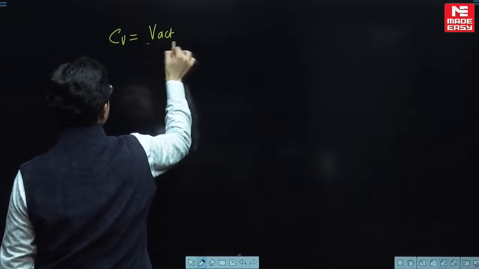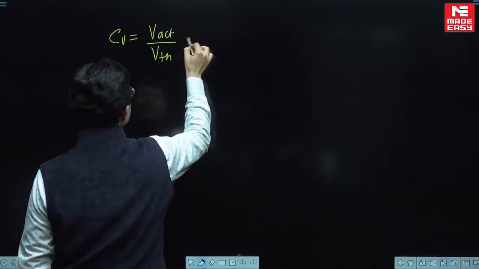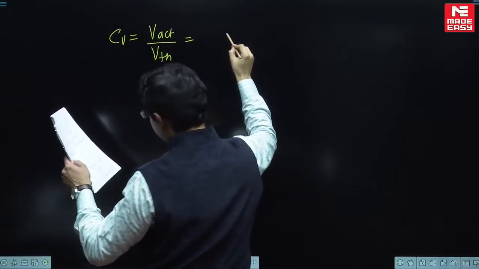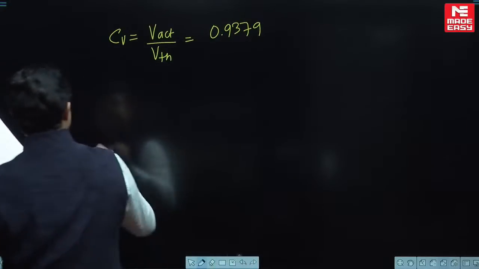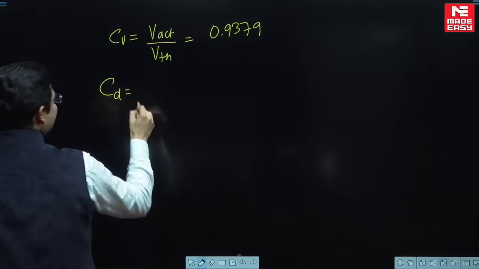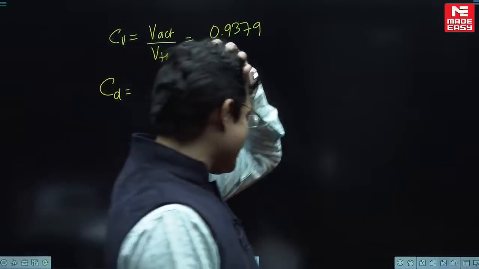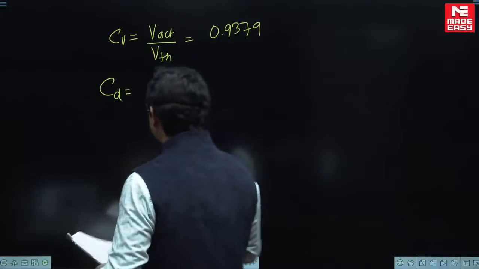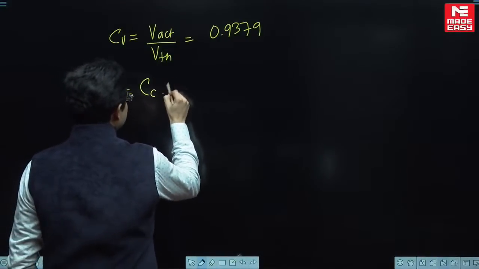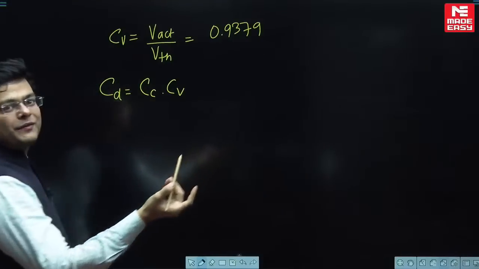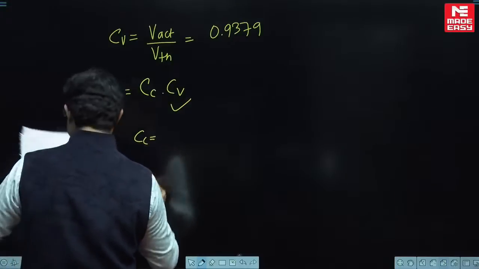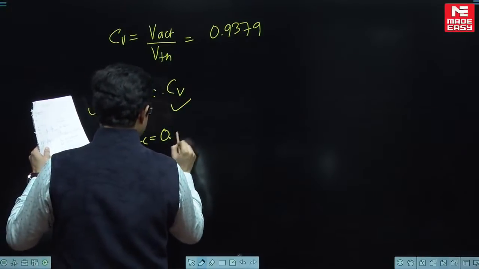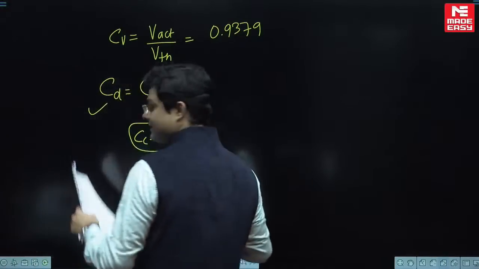Yes. It will be V actual by V theoretical, which is under root of 2GH, and this will come out to be 0.9379. And you know how to find the value of CC, that is the coefficient of contraction for an orifice. Come on guys. CD will be equal to CC into CV. Beautiful relation. CD you know, CV you know. Can you calculate CC? Yes. CC will come out to be 0.83, and that's your answer.